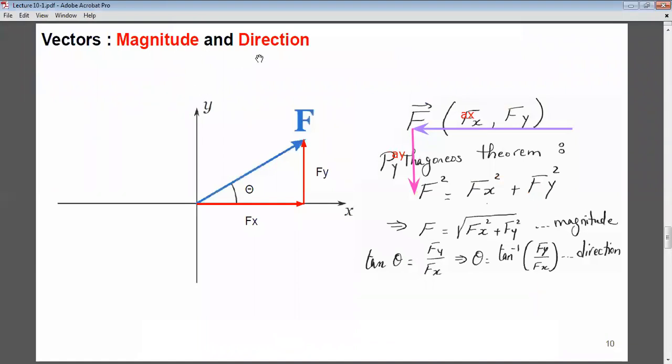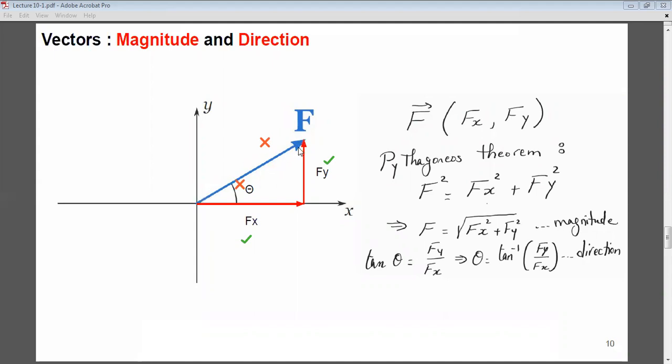Magnitude and direction of any vector. If I have the same vector f and I have the fx and I have the fy, so far I had f and theta and my unknowns were fx and fy. Now, what if I have fx and fy and I want to calculate the magnitude of the vector f and the direction of angle of vector f?